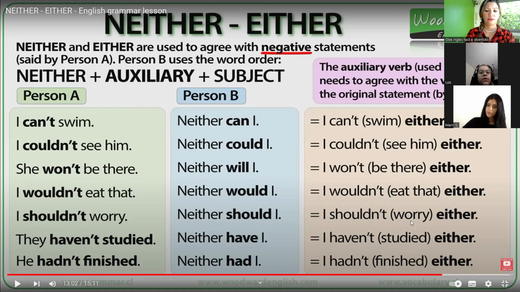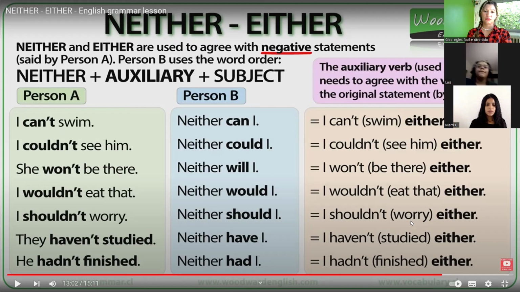I shouldn't worry. Neither should I. I shouldn't worry either. Eu não deveria me preocupar. Nem eu deveria. Eu não deveria me preocupar também. They haven't studied. Neither have I. I haven't studied either.